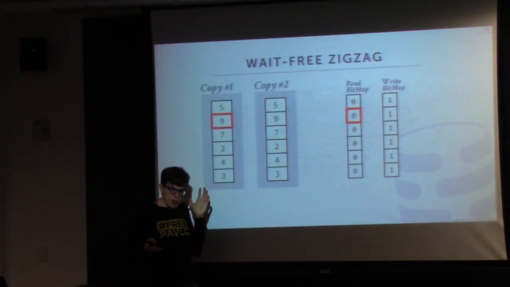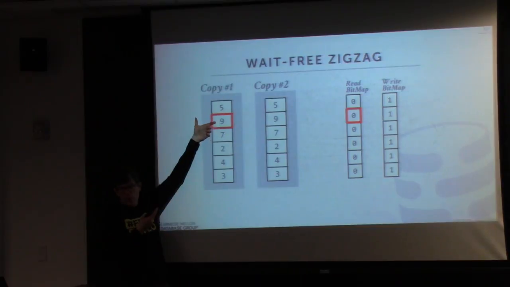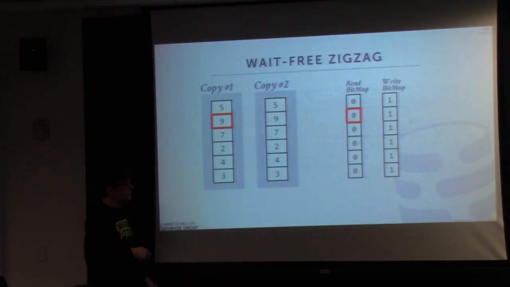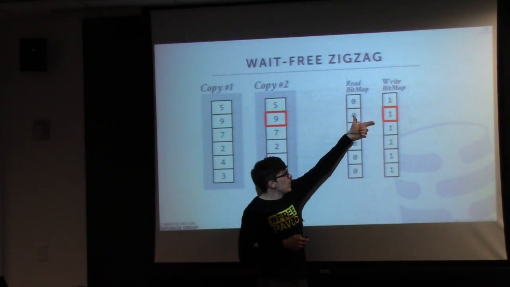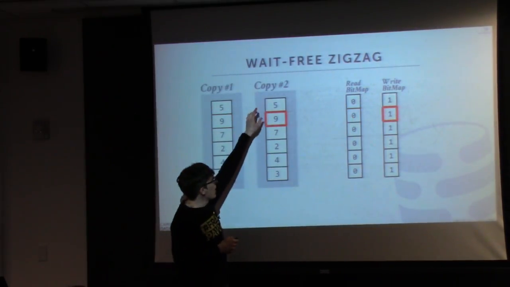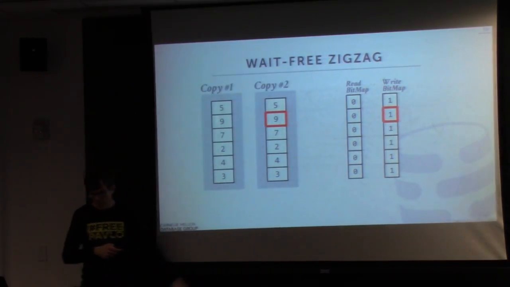We're not talking about row stores or column stores. For now, just assume that this is some tuple. I'm showing a single value, but it could be multiple values, multiple attributes. And it's the same thing with the write bitmap: at this position, if it's set to one, then I want to do my write to the second copy. If it's set to zero, I do my write at the first copy.